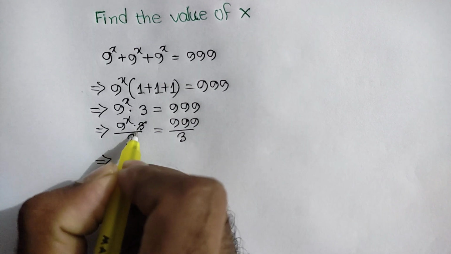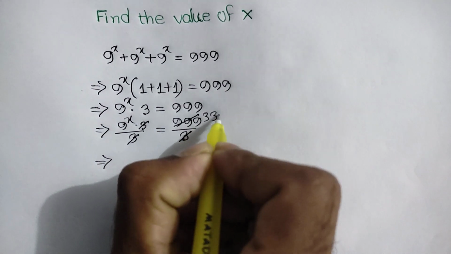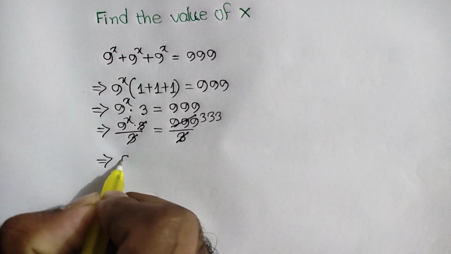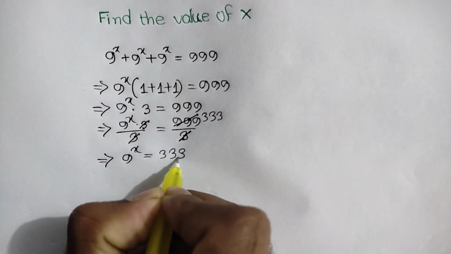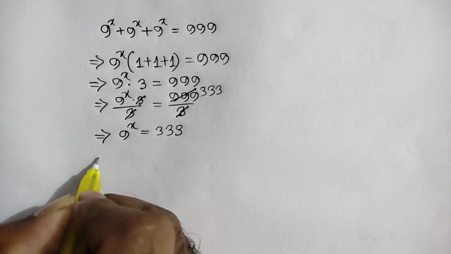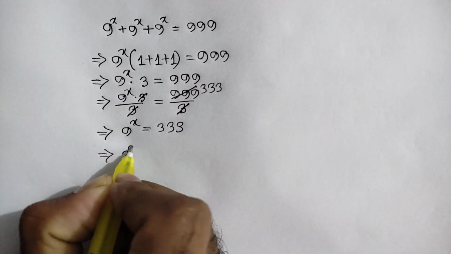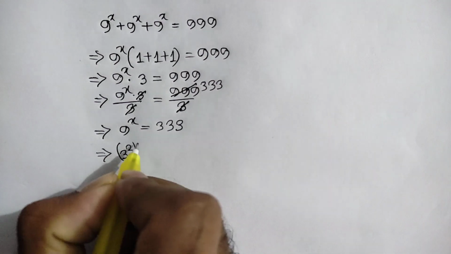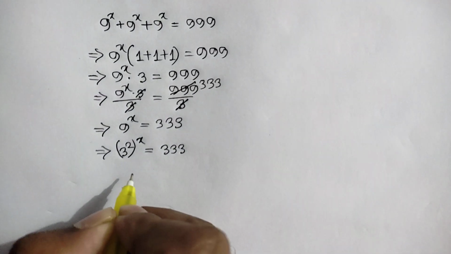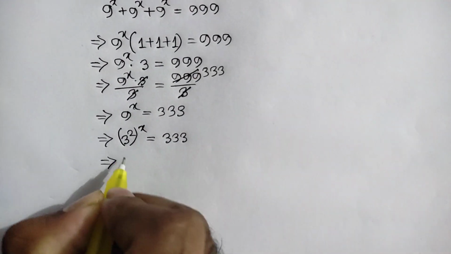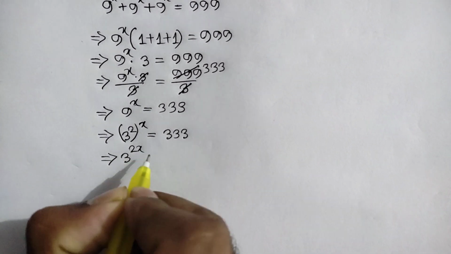This 3 cancels out this 3. Here 999 divided by 3 we can write 333. So 9 to the power x is equal to 333. 9 is the same as 3 square, so we can write (3 square) whole to the power x is equal to 333, or 3 to the power 2x is equal to 333.